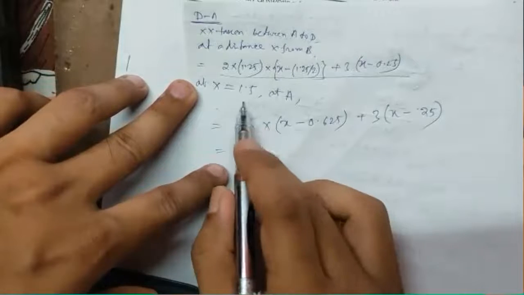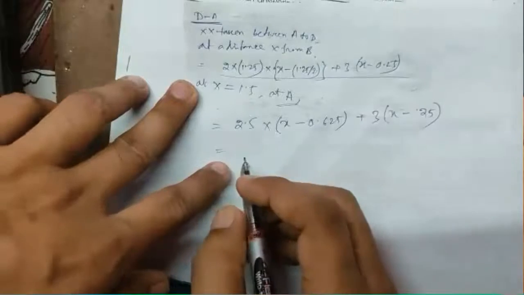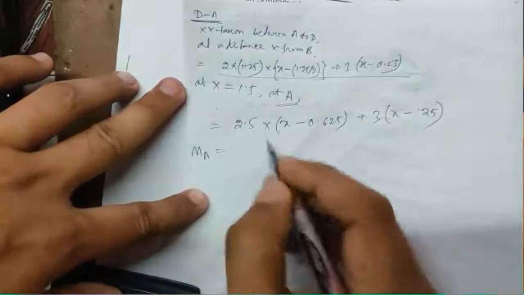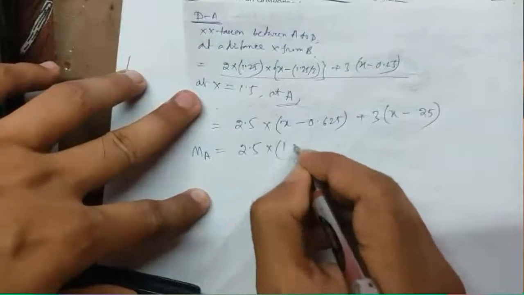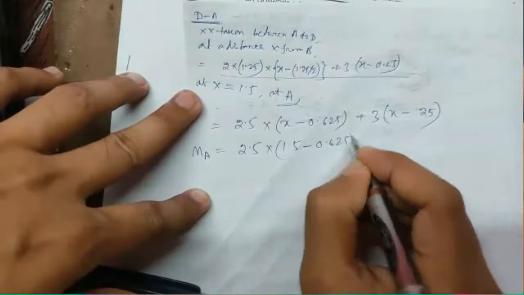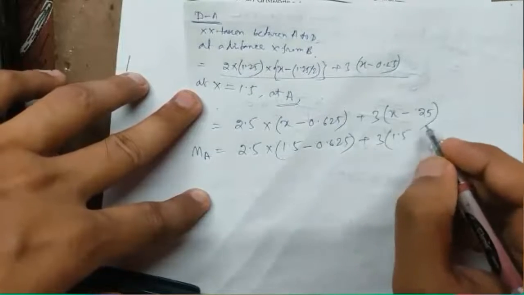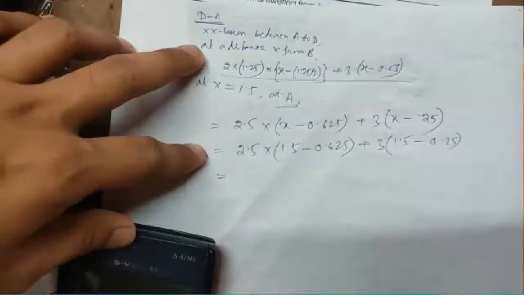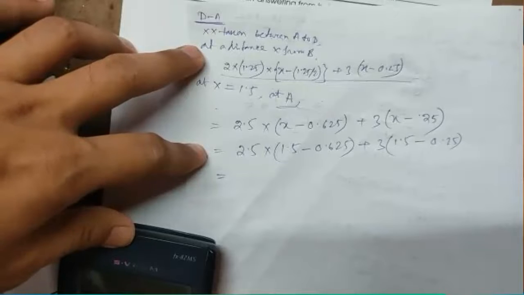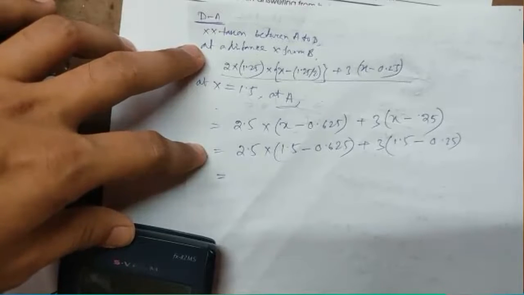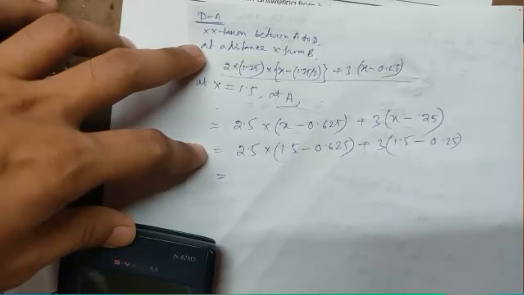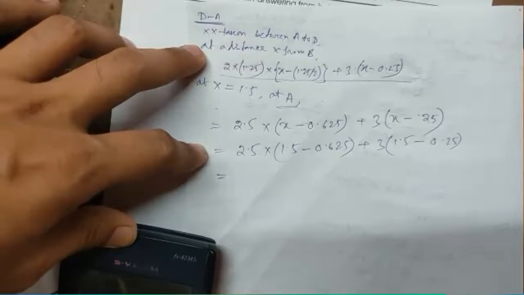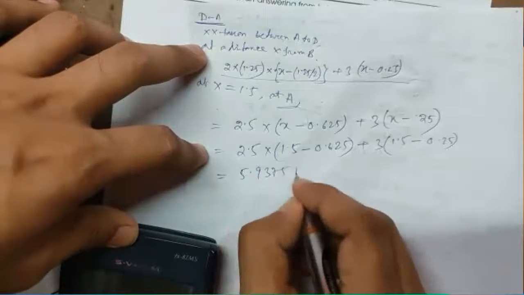So now we put x equal to 1.5 as we have to find out the bending moment at point A. So at M A, the equation becomes 2.5 into 1.5 in place of x, so x equal to 1.5 minus 0.625, so let us calculate 1.5 minus 0.625 into 2.5 plus 3 into 1.25, and that will give us 5.9375 kilonewton meter.